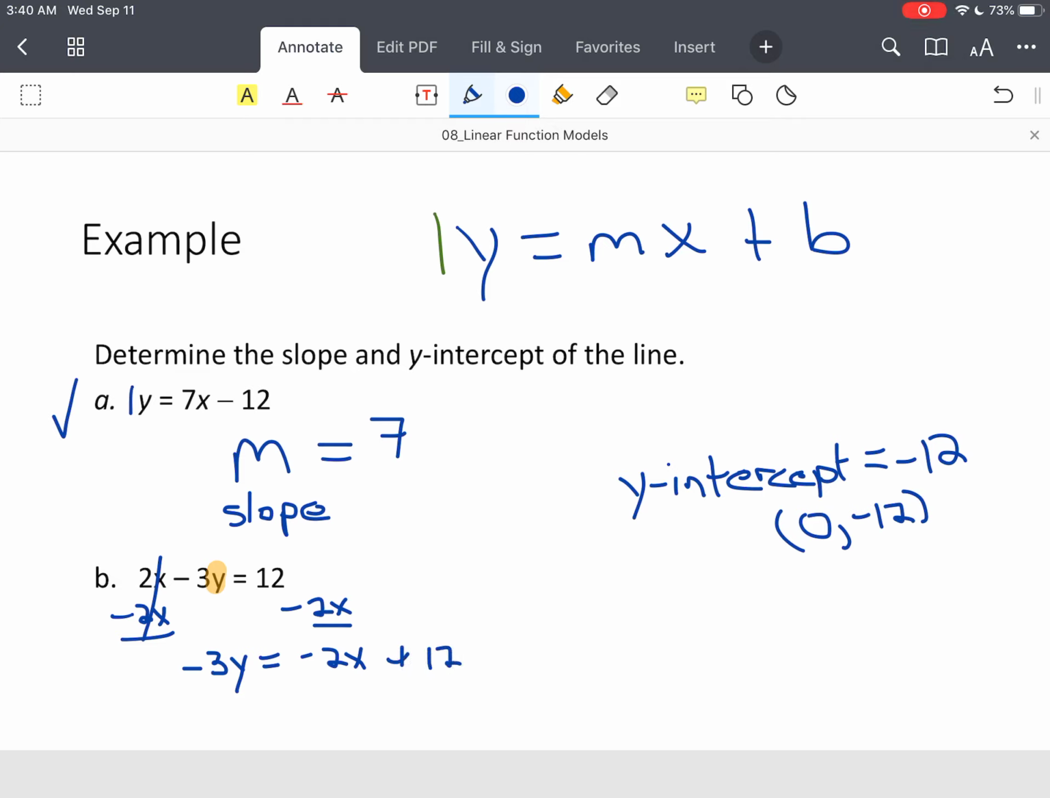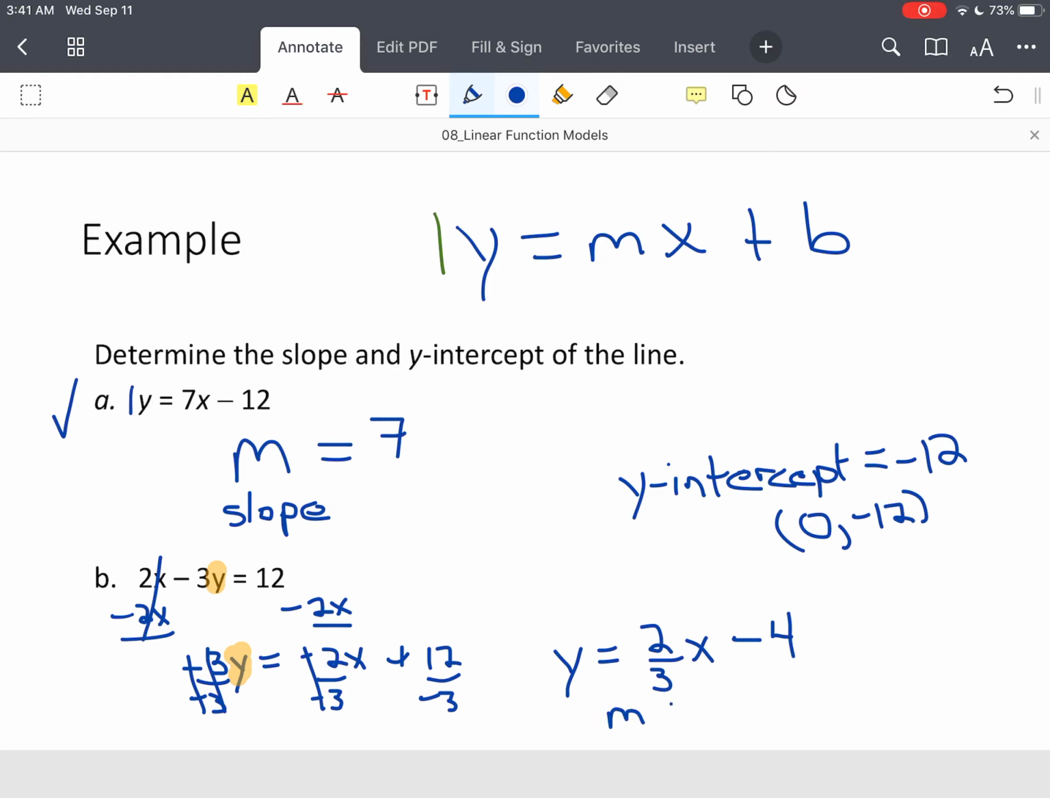So now we're closer to our form. Again, our goal is we want y by itself, so we've got one more step. We need to get rid of this negative 3. In algebra, it's about balance. We're going to divide the left side by negative 3, and then divide every term on the right side of the equation by negative 3. The left side, the negative 3s cancel, and we end up with y equals. You've got negative 2 over negative 3, so the negatives cancel, so that's 2/3 times x plus, well, actually we have 12 divided by negative 3, which is minus 4.